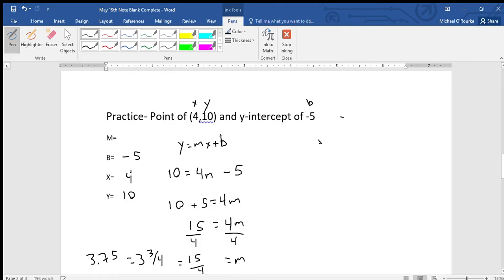Now, let's write our equation. y equals mx plus b. So y equals blank x plus blank. Our b we have already, which is -5. And I'm going to get rid of this because going plus minus is just confusing. And then let's plug in my slope, which is 15 over 4.